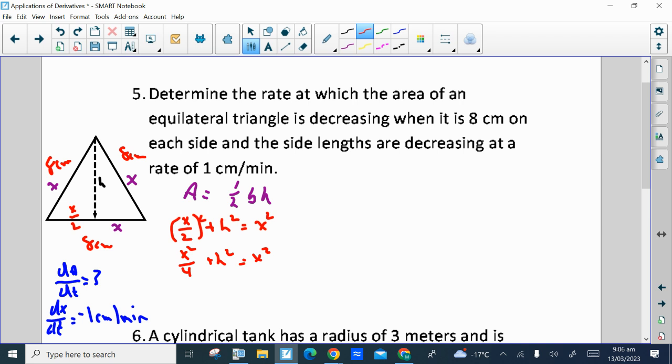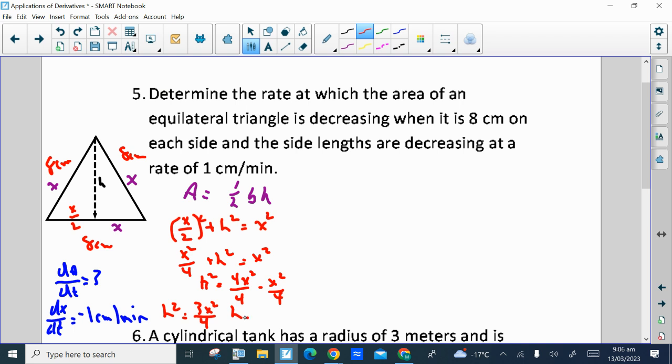We'll subtract the x squared over 4 from both sides, and we'll get h squared equals, so that term on the right will be 4x squared over 4, because we need a common denominator here, minus the 1x squared over 4. So h squared will equal 3x squared over 4. If you have 4 of something, you subtract 1, that leaves you with 3 of those things. In this case, 3x squared over 4.